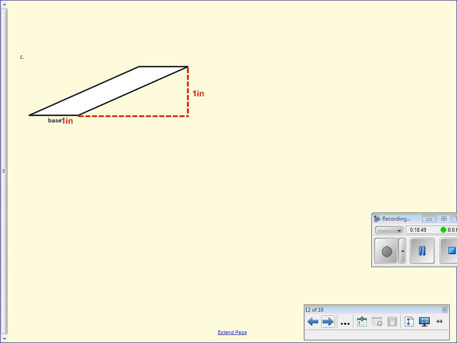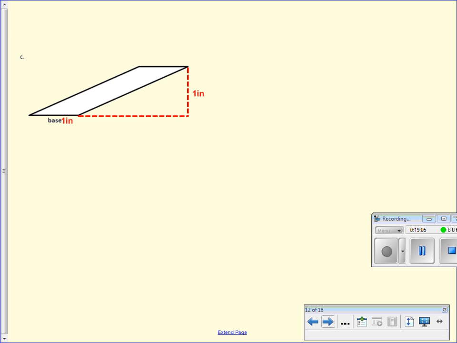Now, if we measure it, first period really argued. They did not like that the base was 1 inch and that the height was 1 inch. Doesn't the height look taller? I promise you they're not. The base and the height are both the same in this one.